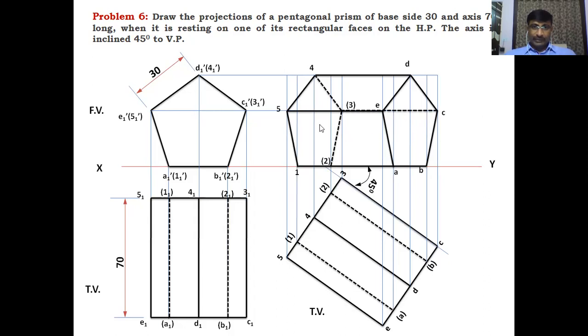Okay, dear students, these are the points with the dashes: A dash, B dash, C dash, D dash, E dash, 1 dash, 2 dash, 3 dash, 4 dash, 5 dash. Mistakenly, it is printed without dashes, but it is located with the dashes. Dashes represent the front view.